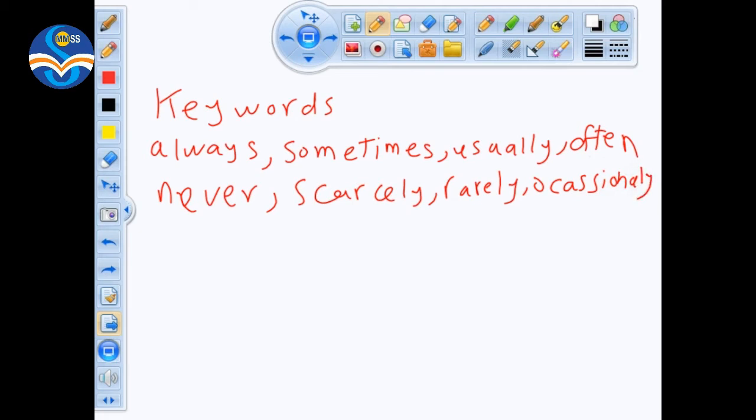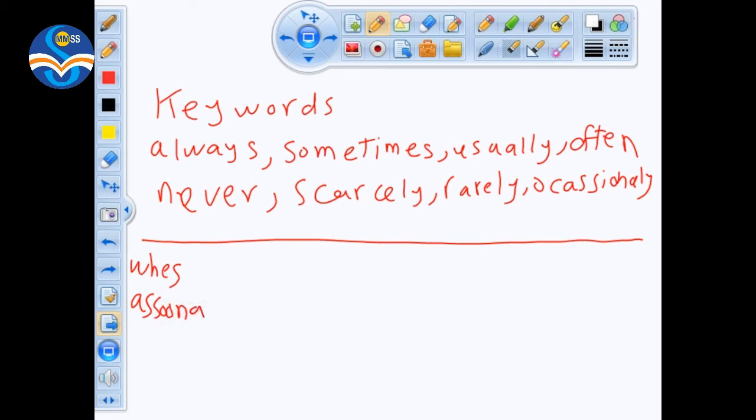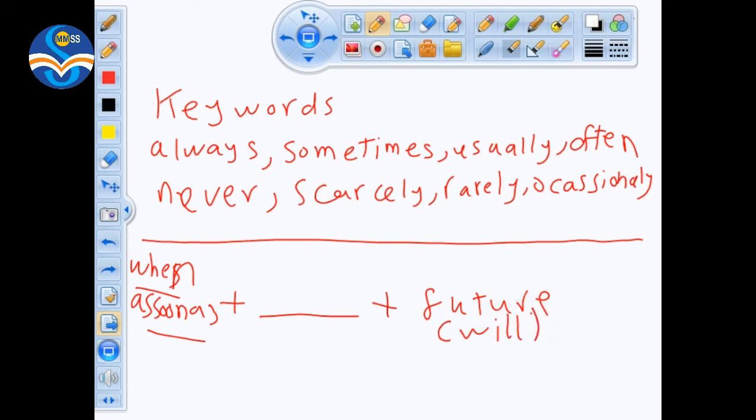Those are the common keywords of the present simple. Last thing I use the present simple with is the conjunctions. What are the conjunctions? It's like when, as soon as, whenever. When I see any one of those, and I've got a space, and the other space is future, like for example, will, I put here present simple.